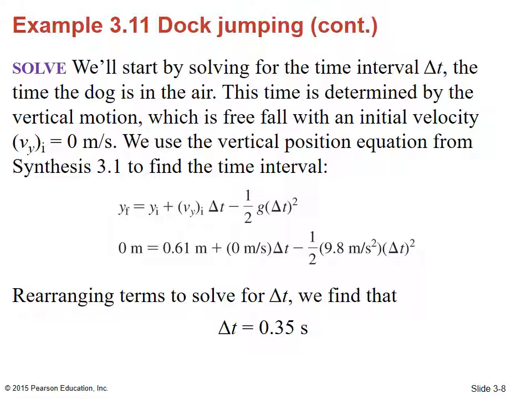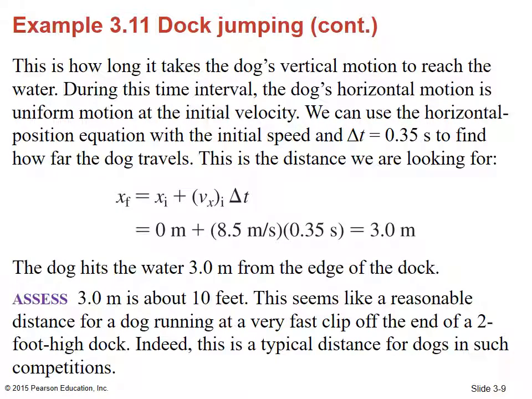This time is determined by the vertical motion, which is free fall with an initial velocity v sub y i of 0 meters per second. We use the vertical position equation from Synthesis 3.1 to find the time interval. Rearranging terms to solve for delta t, we find that delta t is 0.35 seconds. This is how long it takes the dog's vertical motion to reach the water.